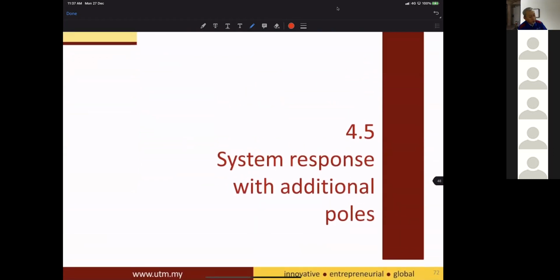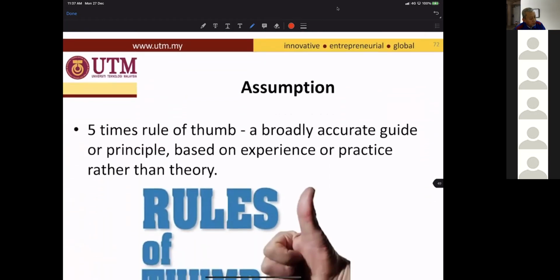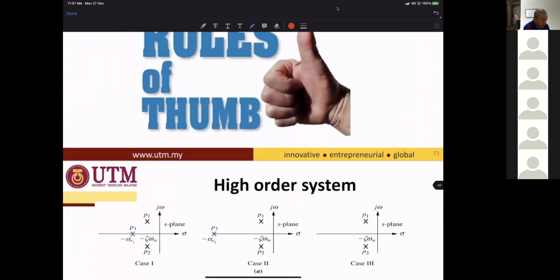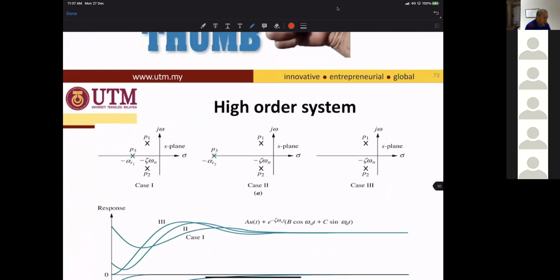System with the additional poles, 4.5. So by using the assumption of 5 times, a rule of thumb, a broadly accurate guide of principles based on experience or practice rather than theory, we are using a rule of thumb. If we have a high order system, we have case 1, case 2, and case 3. So case 3 is a second order, pure.